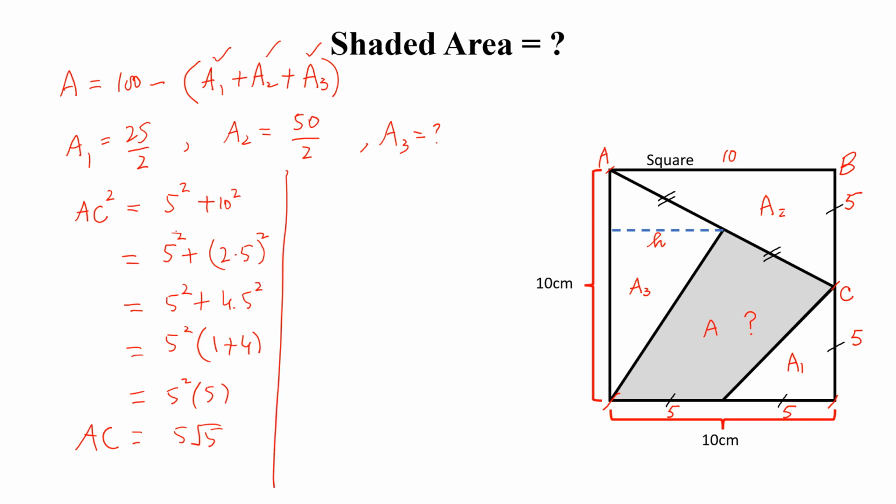So AC is 5 square root of 5, but this length will be 5 square root of 5 divided by 2 because these are equal. This will be also 5 square root of 5 divided by 2, and the total length of AC is 5 square root of 5. Now let this angle be theta, then this angle will be 90 minus theta. Similarly, if this is theta, this will be 90 minus theta, and this will be theta. Let this point be D and this point be E.